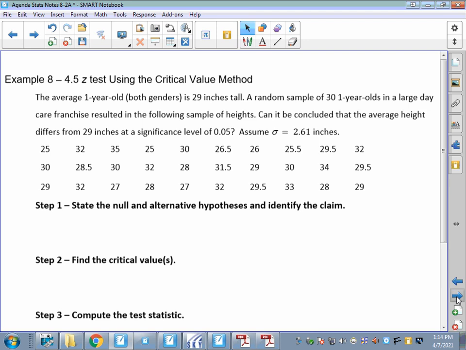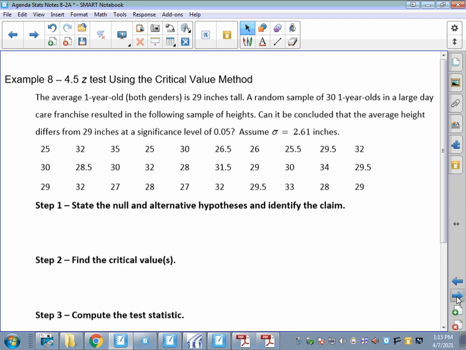So Z-test, using the critical value method. The average 1-year-old is 29 inches tall. A random sample of 31 1-year-olds in a large daycare franchise resulted in the following sample of heights. Can it be concluded that the average height differs from 29 inches at a significance level of 0.05? Assume that sigma equals 2.61.